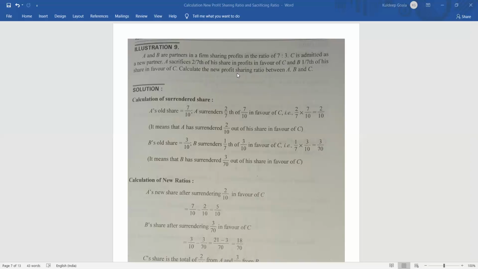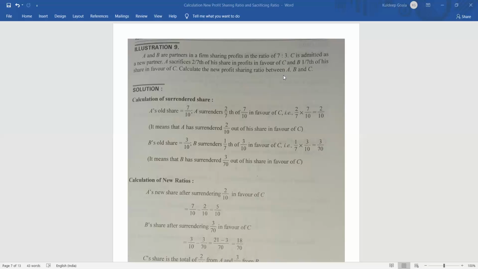Then it is asked that calculate the new profit sharing ratio. Now let's first of all find out what A is going to sacrifice. So the old ratio of A was 7/10 and B it was 3/10, right? Now what is the sacrifice they are going to do? Let's find out. So A is going to sacrifice how much? 2/7 of 7/10, right? You can see in the first line 2/7 of 7/10. Clear, right? This is the 2/7. Okay, so how much will it be coming? You can see that it will be 2/10. So A is sacrificing how much? 2/10. Clear.